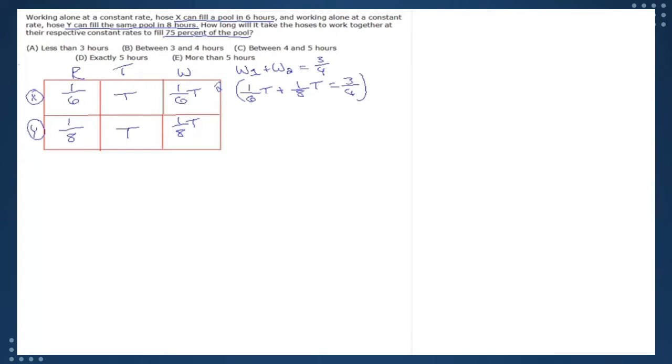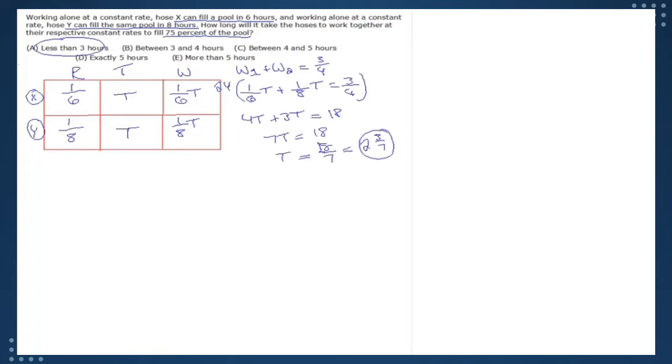So we multiply by 24, giving us 4T plus 3T equals 18. So we end up getting 7T equals 18. T equals 18/7, which is 2 and change basically, or 2 3/7. So we see the answer is 3 hours.